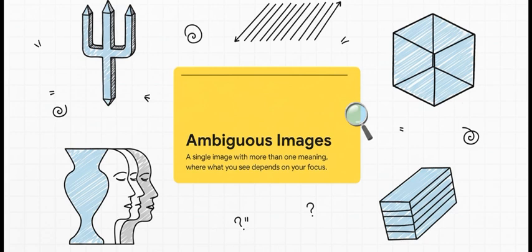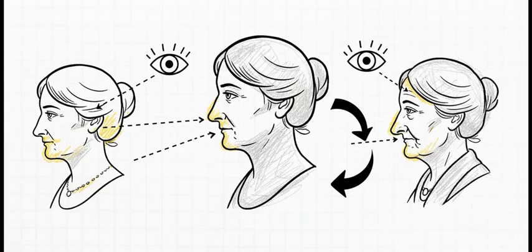Do you see a young woman kind of looking away over her shoulder? Or do you see the profile of an old woman? You can probably see both, but here's the real test. Can you see them at the exact same time? Go ahead, try it. It's impossible, right?